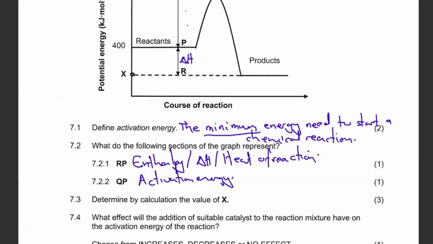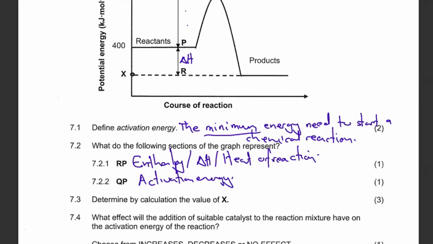That's our EA there. Then determine by calculation the value of X. So we're looking for X there, right? Remember, when calculating the value for X, we need to use the enthalpy equation. According to the information, delta H is equivalent to H products minus H reactants. So we have the energy of the products minus the energy of the what?